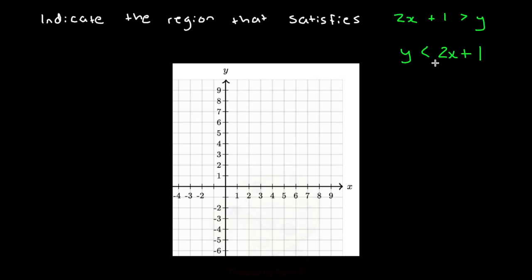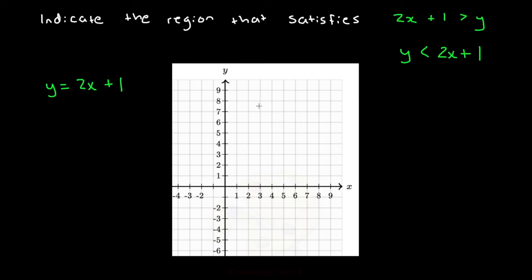We can rewrite this as y is equal to 2x plus 1, and we can draw that line. If you remember how to draw a line, you can skip this part. If not, let's quickly go over it.